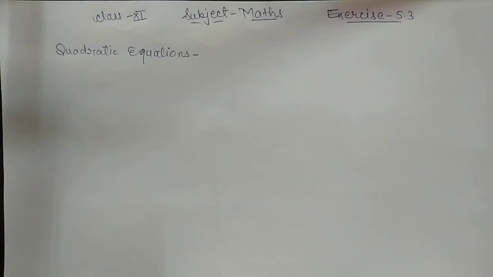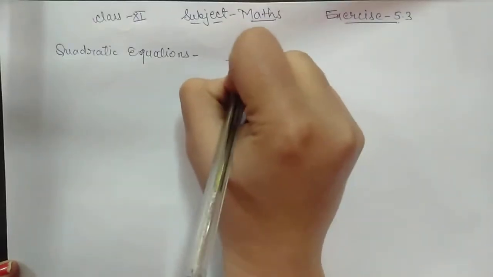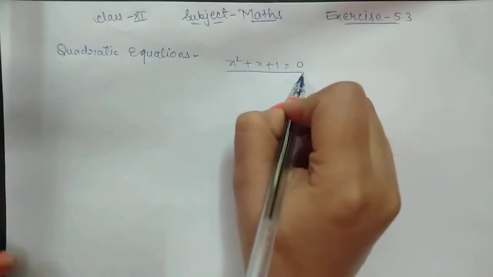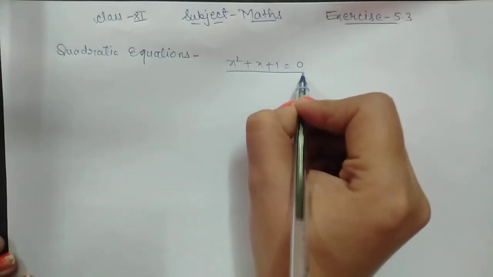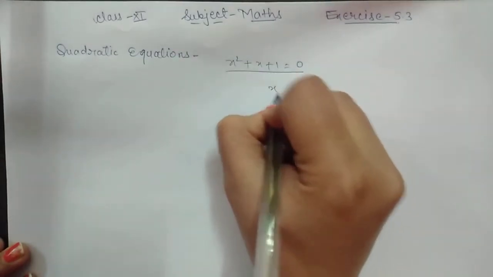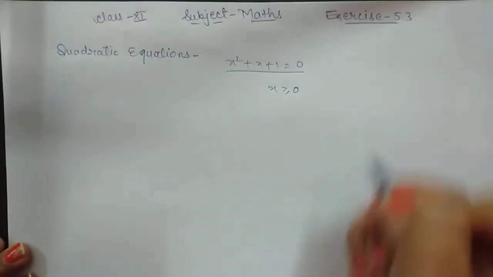Morning everyone. Today we are going to solve exercise 5.3, which is based on quadratic equations. As we know, a quadratic equation can be written as x square plus x plus 1 equals to 0. This can be a quadratic equation. If we find the solution of this equation, we will get x is greater than or equal to 0.